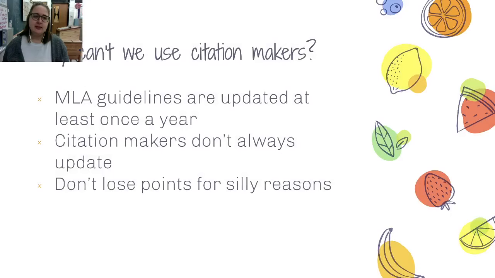So why can't you use citation makers? Why am I going over how to do it by hand? One, MLA, APA, and a variety of other options do update from year to year, and sometimes citation makers don't always catch that. So you could lose points for silly mistakes, and I don't want you to do that. I double checked before I started presenting this to make sure that the information I had was still correct, and it is. It's better to learn how to do it by hand, one, so that you know what you're looking for, and two, so that you always know you're the most correct, because MLA's website will always update faster than any citation maker you might use online.